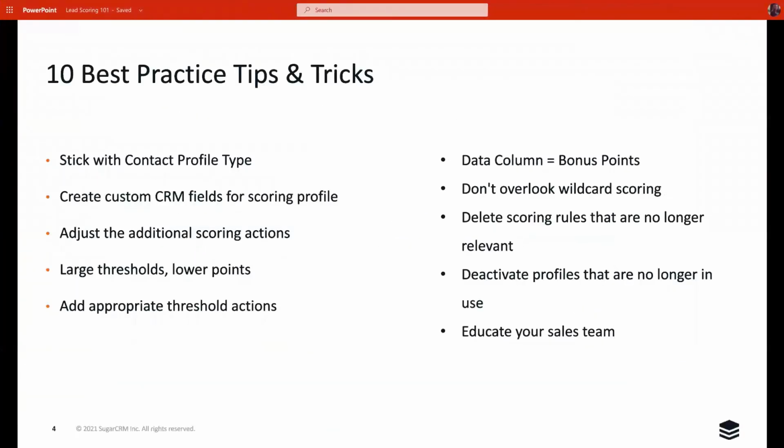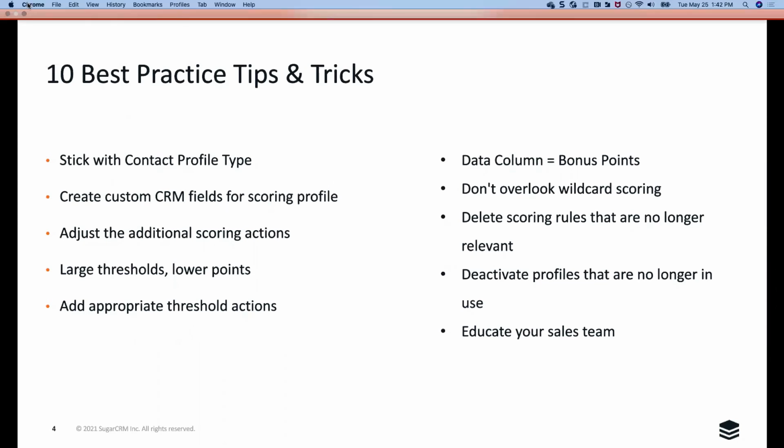Don't overlook wildcard scoring. There are two sections of SugarMarket lead scoring that allow for wildcard scoring. This exists in your email campaign scoring as well as your event scoring. What this means is I can apply a generic scoring rule based on a campaign or event name. So if you are using proper naming conventions, and you are really organized with the names of your campaigns or events, this could apply to multiple campaigns with just one scoring rule, okay?